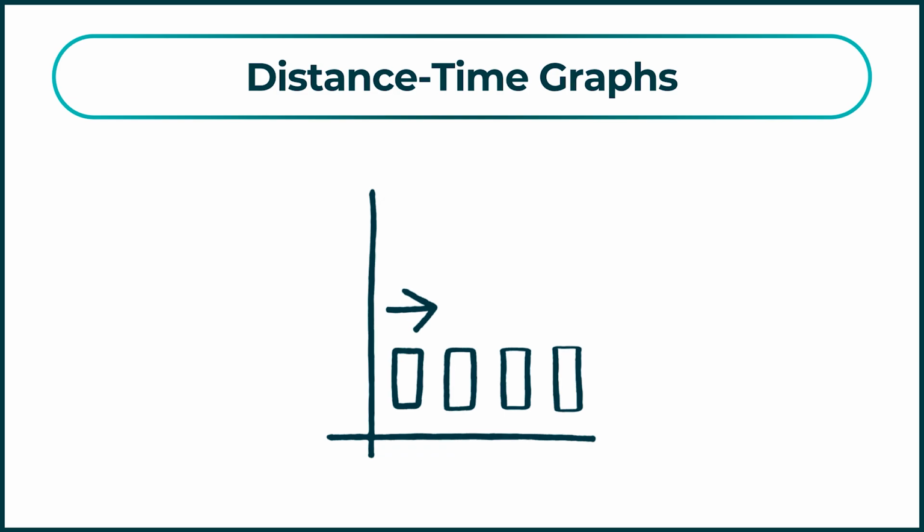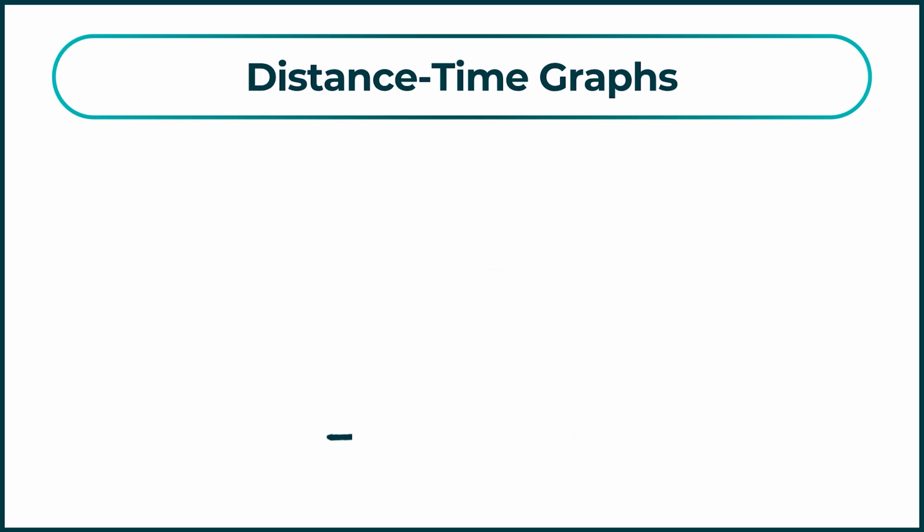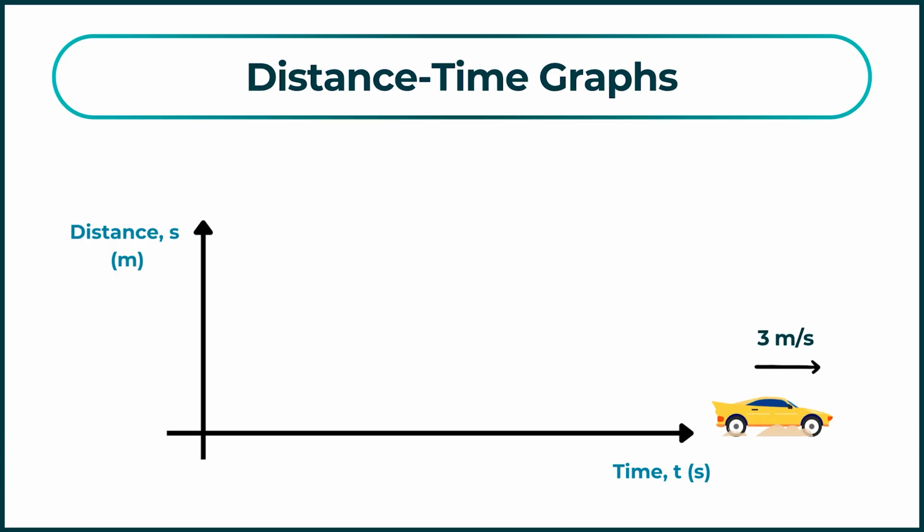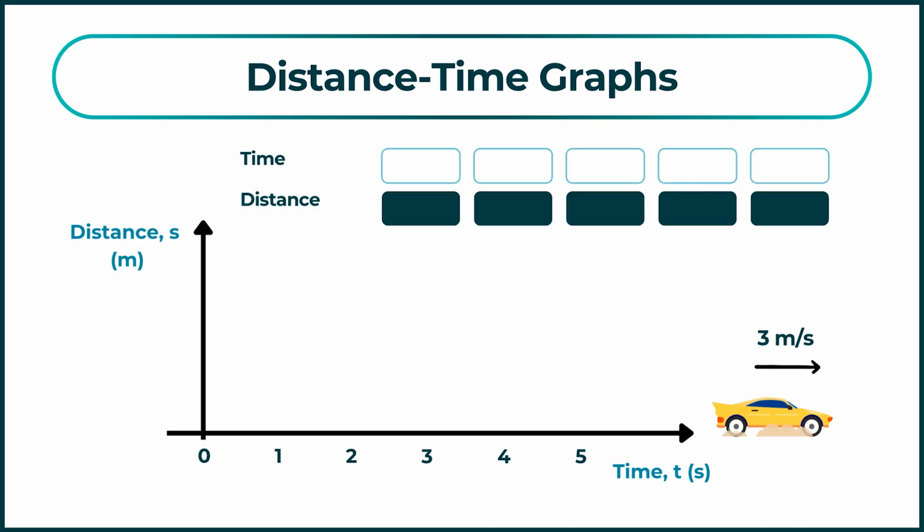Okay, let's dive into motion graphs now. The simplest one is the distance-time graph. It shows the distance traveled by an object on the y-axis plotted against time on the x-axis. Consider a car moving at a constant speed of 3 meters per second from time equals 0 to time equals 5 seconds. We can create a table showing the distance traveled over time.